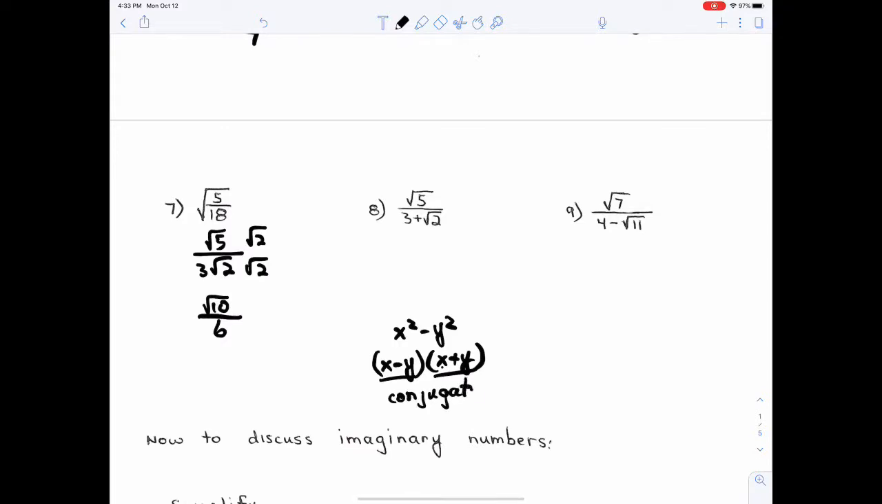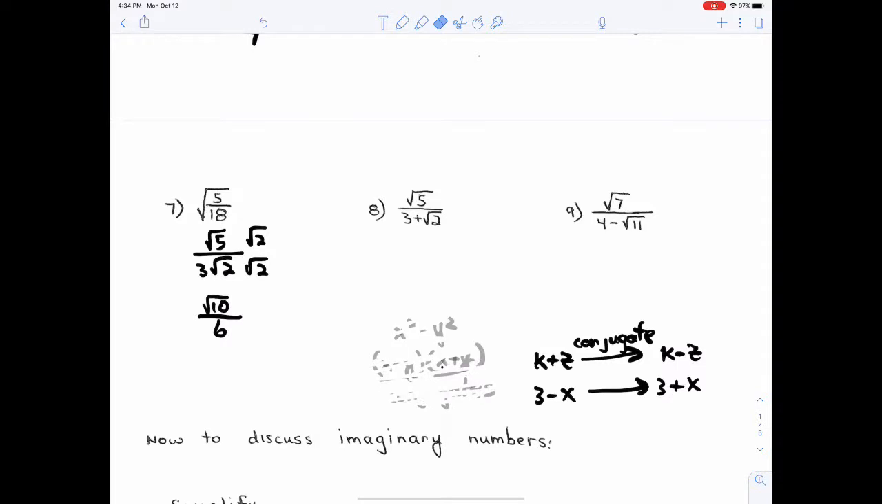So if I ask you, what's the conjugate of k plus z? Don't write any of this down, just listen. The conjugate is k minus z. If I multiply that together, I won't get any middle term. What if I tell you 3 minus x? What's the conjugate? 3 plus x. If I multiply that together, I won't get any middle term.